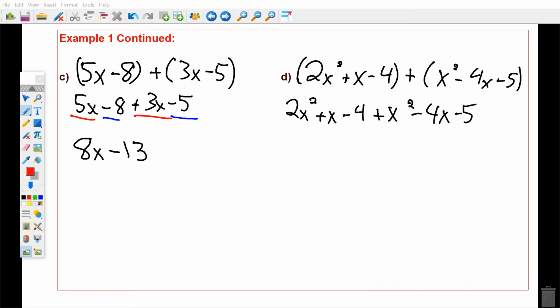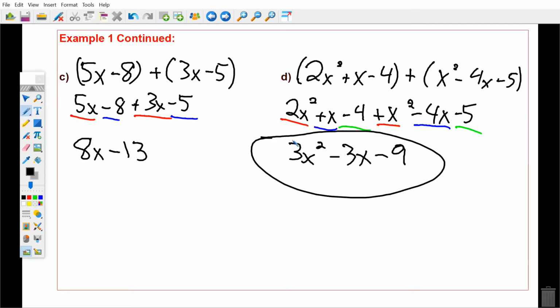Now, I gather my like terms, x squared, x, and number. Here I'm going to add the x squareds. 2x squared plus 1x squared is 3x squared. 1x minus 4. 1 minus 4 is negative 3x. And the numbers, negative 4 minus 5 is negative 9. So our answer is 3x squared minus 3x minus 9.